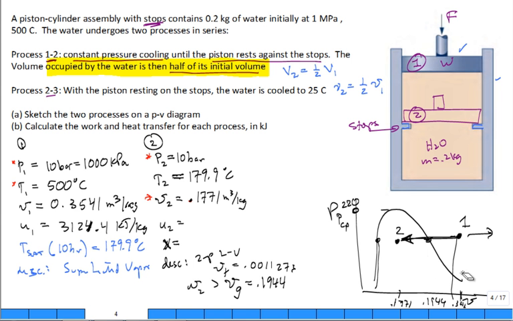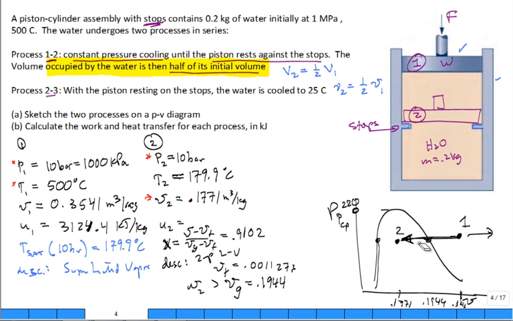I'm getting a little ahead of myself. I know that for part B, I want to calculate the work and the heat transfer. So let's get the properties at state 2. You get the quality by V minus V sub F divided by V sub G minus V sub F. And when we calculate the quality at state 2, we find that it's 0.9102, about 91%. So I should have stopped state 2 a little closer to saturated vapor, okay?